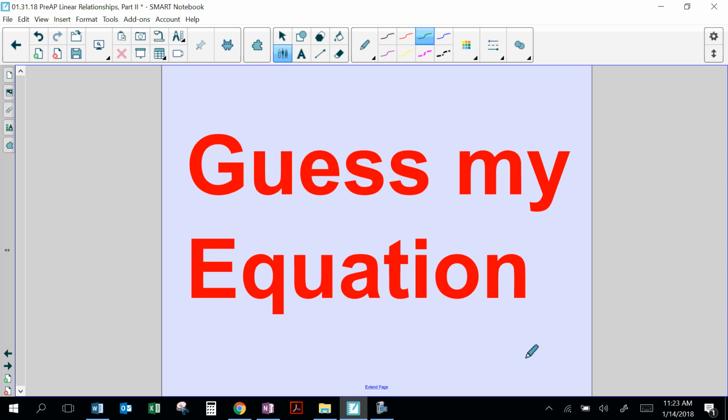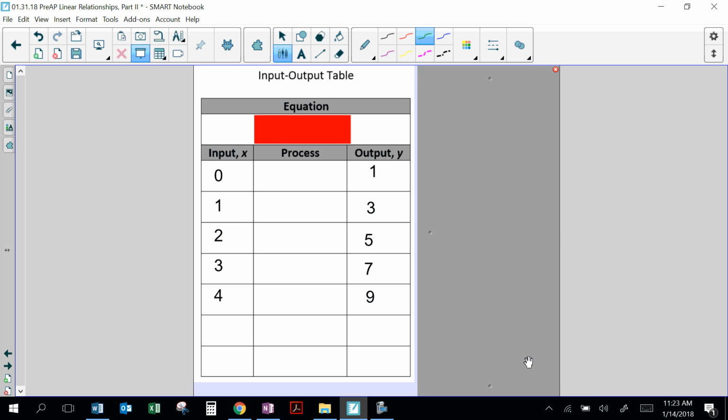So our last activity is called Guess My Equation. You're going to be given a table. Can you guess the equation from it? I'll give you a hint. It's going to be y equals something. So, how do you turn a 0 to a 1? A 1 to a 3, a 2 to a 5, a 3 to a 7, a 4 to 9.